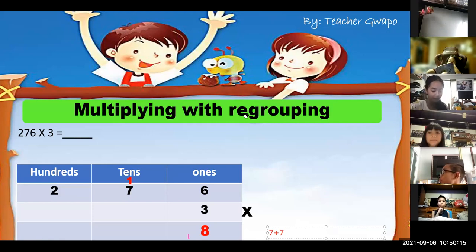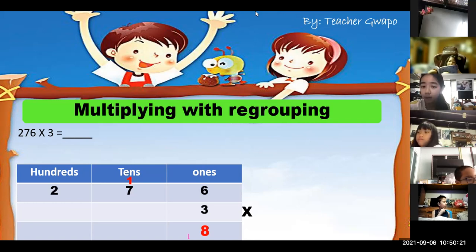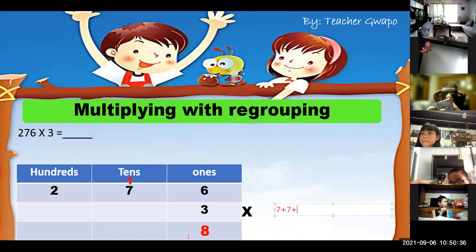We will ask Rita again. Rita, 7 plus 7 plus 7 is? Because we are now in tens place. 7 times 3 is 21. 21. Okay, thank you. 21, right? So your answer is equal to 21.